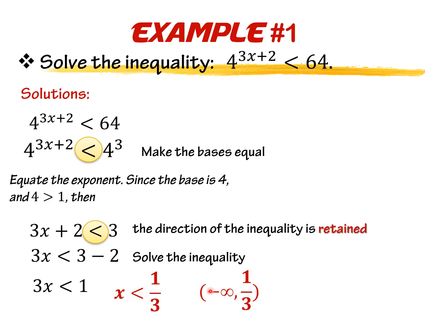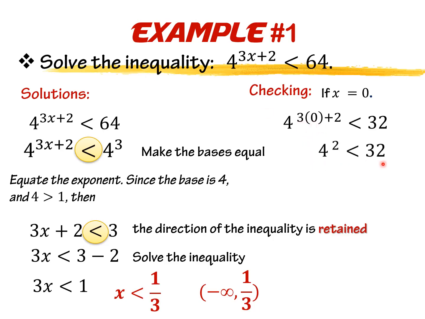Now to test whether your answer is correct, we will test a value for x which is less than 1/3. So for example, we have 0, because 0 is less than 1/3. So we will use the value of x which is 0. Substitute it here. You will have 4 raised to 3 times 0 plus 2. That will give you now 4 squared is less than 32. Okay, and then 4 squared, that is equal to 16. So 16 is less than 32.